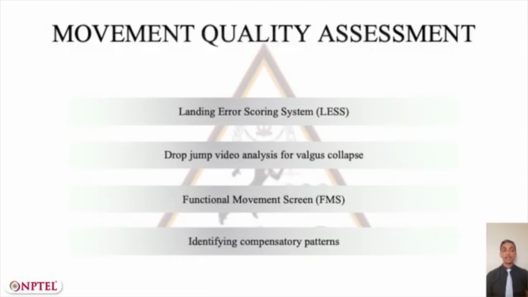The Landing Error Scoring System, or the LESS, identifies faulty biomechanics during jumping and landing tasks, the tasks that increase ACL injury risk. A score of more than 5 indicates high-risk landing patterns. Lower scores reflect safer biomechanics and readiness for resuming sport activities.